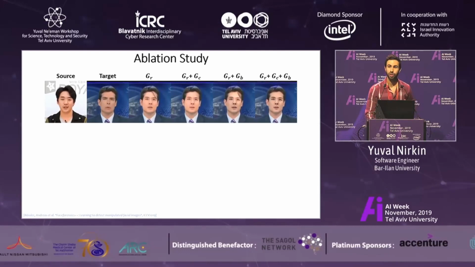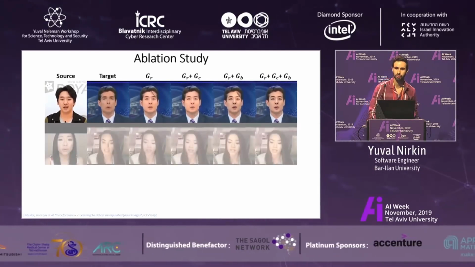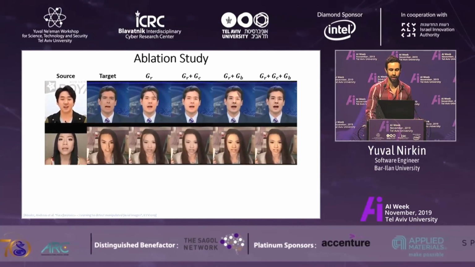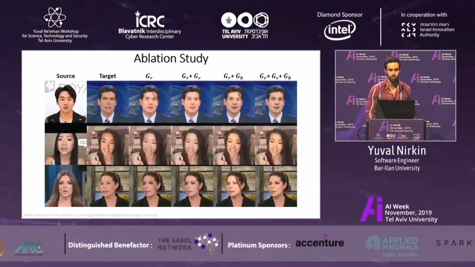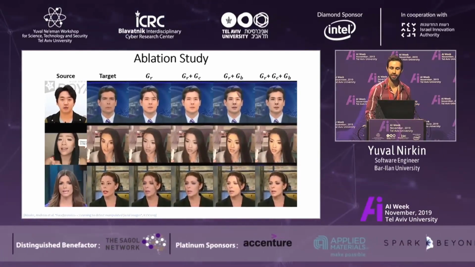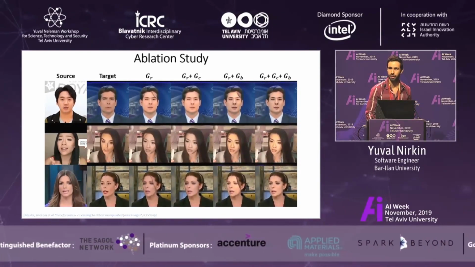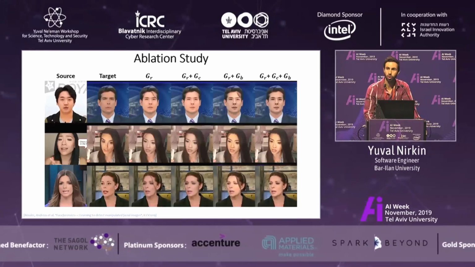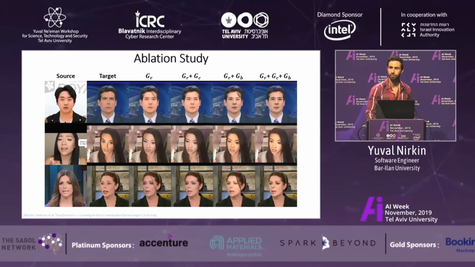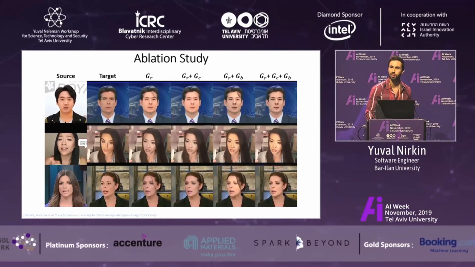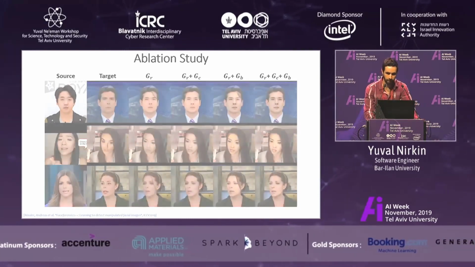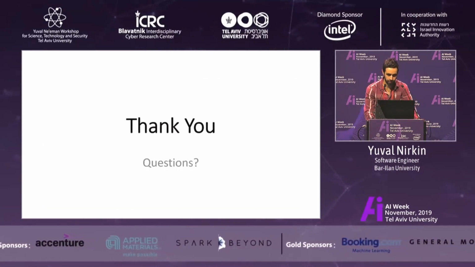Finally, we show the importance of each of our components with an ablation study. From columns 3 and 5, you can see that without the completion network, the transferred face won't necessarily cover the entire target face, producing obvious artifacts. And from columns 3 and 4, you can see that without the blending network, the transferred face won't look consistent with its new body. Thank you.